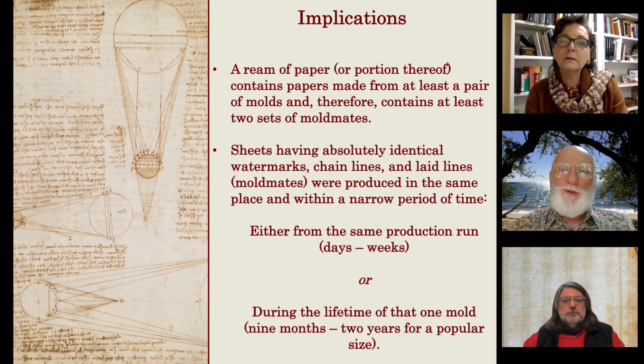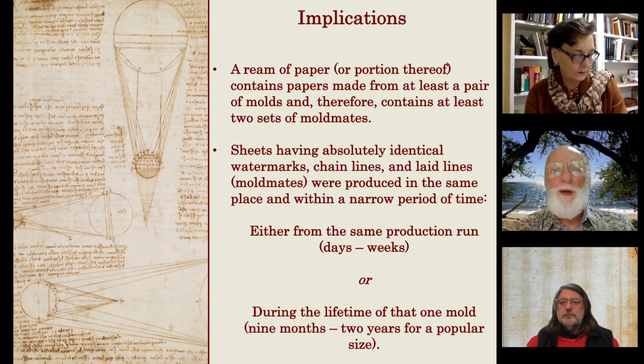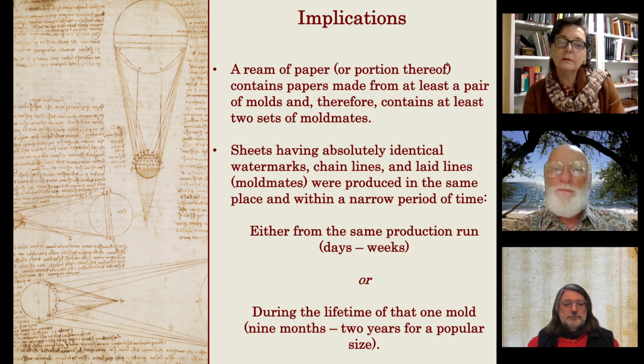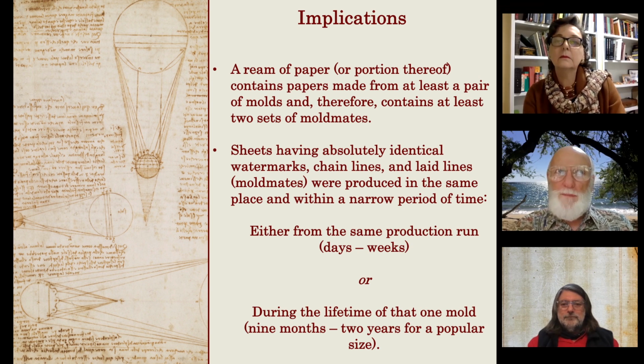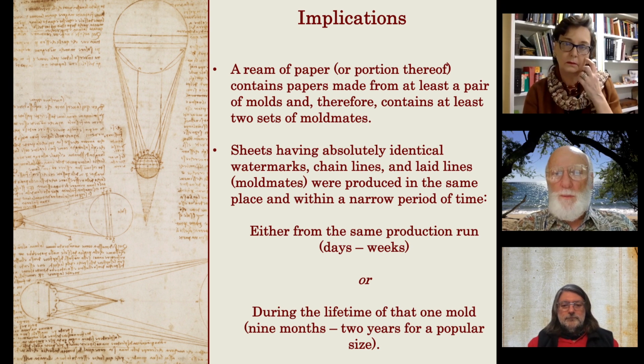So the implications of the production procedure, which includes the draining of the water from the aqueous pulp, and then the screen's features, and the fact that there's a pair of screens used in the production, is that a ream of paper that would be purchased by an artist will be made by at least a pair of molds. So it'll have at least 2 sets of what we call Moldmates, that is sheets of paper made on the same identical mold. There sometimes can be more, of course, but it's more typical that there will be at least 2.